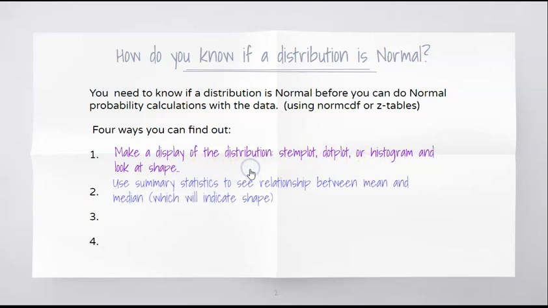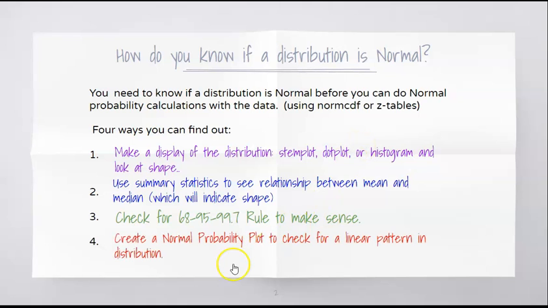So don't go there, but make a stem plot, dot plot, or histogram. That can help you. Number 2, you can use the summary statistics to see the relationship between the mean and the median. Because remember, mean and median will be close together if it's normal in shape. And number 3, you can check that empirical rule, the 68, 95, 99.7 rule. If it makes sense with the data, that's a good indicator that it is normal. And then another option is to create what we call a normal probability plot to check for a linear pattern in the distribution.